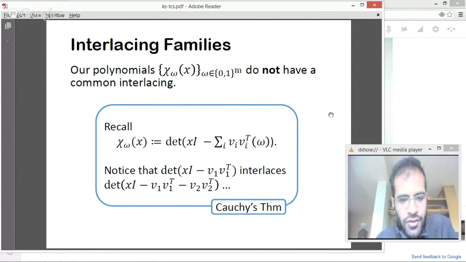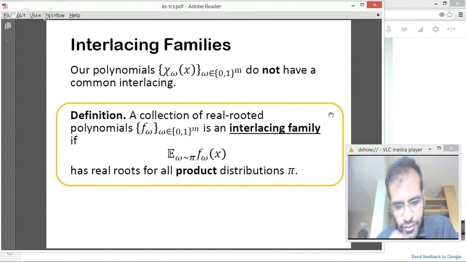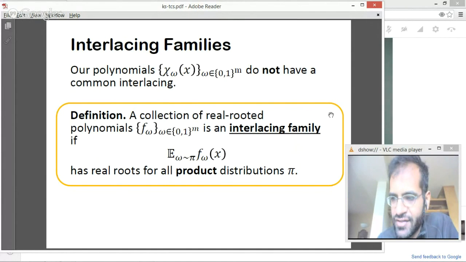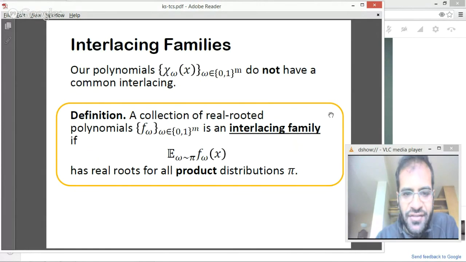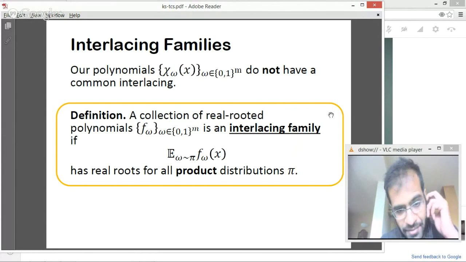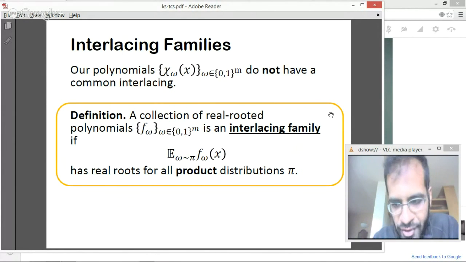So what you do is you identify a weaker sufficient condition, which also guarantees this averaging property, and exploits this interlacing structure inside these sums of rank 1 matrices. So here's the weaker condition. It's a definition. Suppose you give me a collection of real rooted polynomials f_omega indexed by the hypercube, so 2^m polynomials, all with real roots, monic. I'm going to say that this is an interlacing family if the expected polynomial has real roots for all product distributions on the hypercube.